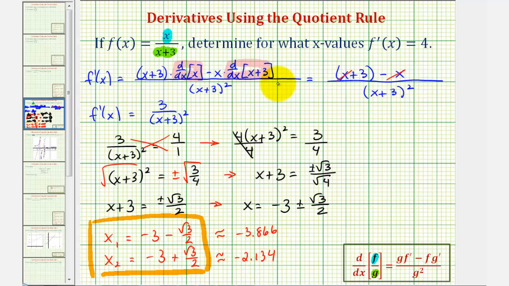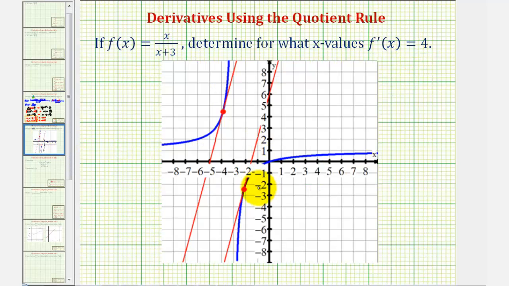Now we'll take a look at the graph, and then we'll find the points on the function with these x values, and then take a look at the tangent lines to see if they do have a slope of positive 4. This point here is where x is equal to negative 3 plus square root 3 divided by 2. And this point here is where x is equal to negative 3 minus square root 3 divided by 2. And notice how when we sketch the tangent lines at those points, these lines do have a slope of positive 4, verifying that our work is correct.